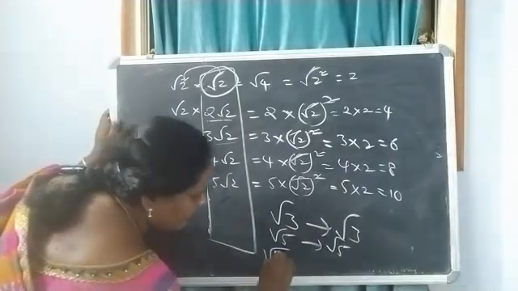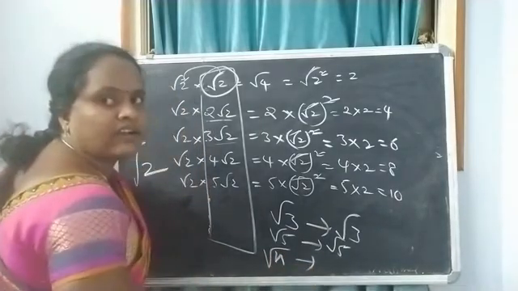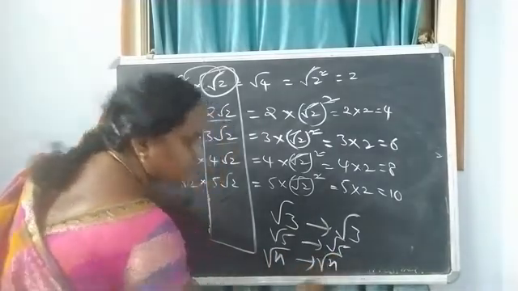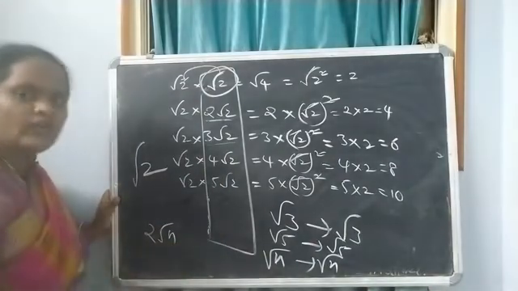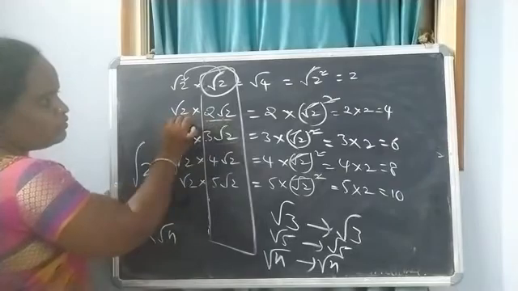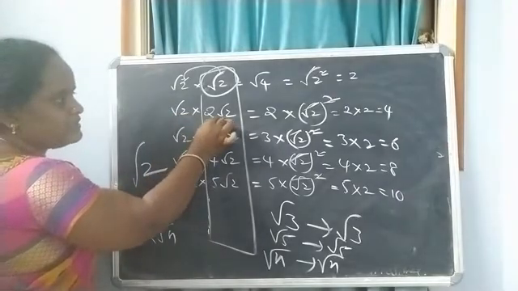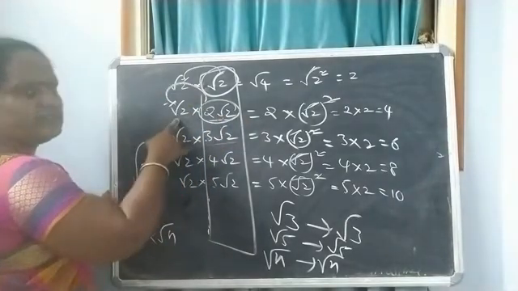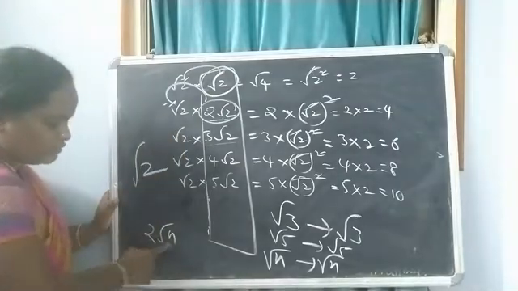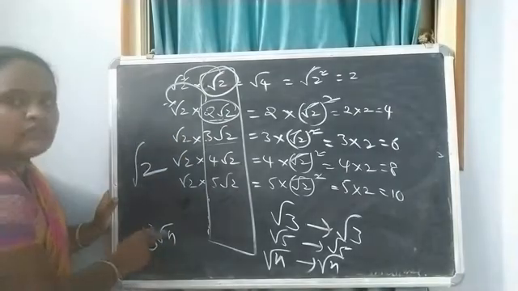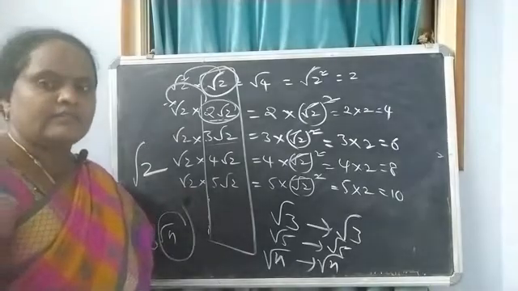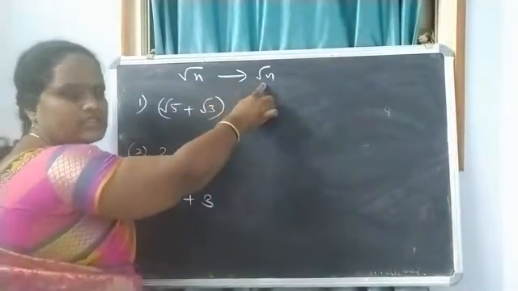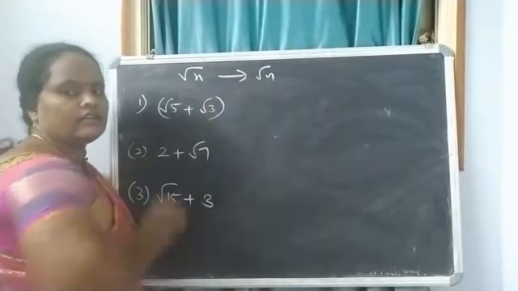Then for root n, what is the rationalizing factor? Root n. For 2 root n, what is the rationalizing factor? Root n only. Because here for root 2, root 2 is the rationalizing factor. In the similar way, for this one, which is the rationalizing factor? Root n. So for 2 root n or 3 root n or 4 root n, this root n itself is the rationalizing factor. It is a single irrational number.